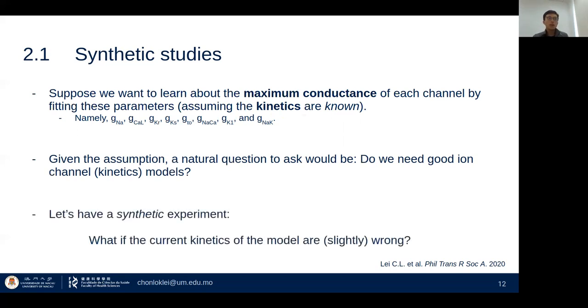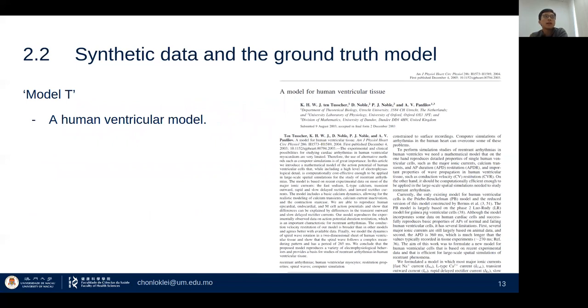So let's do a synthetic experiment by asking what if the current kinetics of the models are slightly wrong. In order to do that, we will generate synthetic data with a ground truth model. Let's call it model T, which we will use in this talk. We will use the Tentusscher et al. model from 2004, which is a human ventricular model. Obviously, we can pick another model, but we just take this one in the rest of this talk.